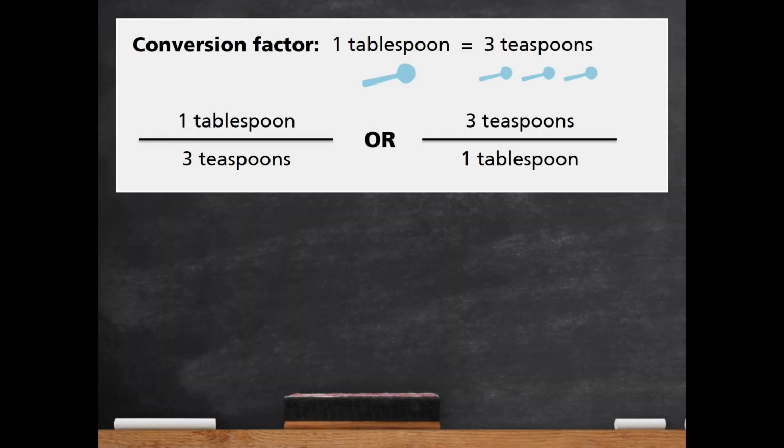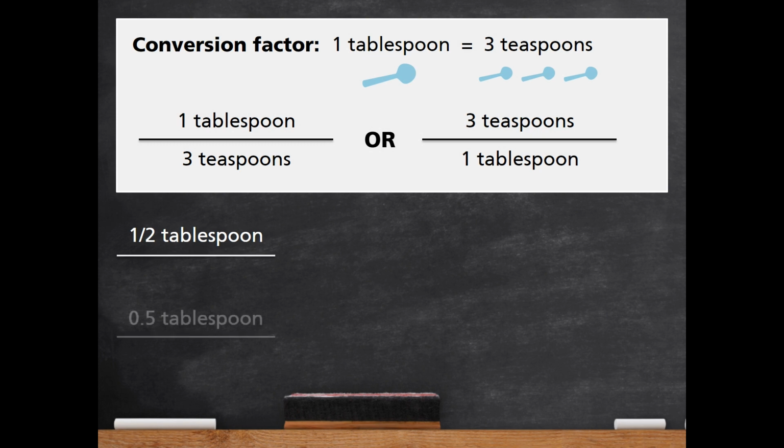The first thing we write is half a tablespoon. You can write this as a decimal if you prefer. Now extend that line out to make a sort of grid. Now we'll add our conversion factor.